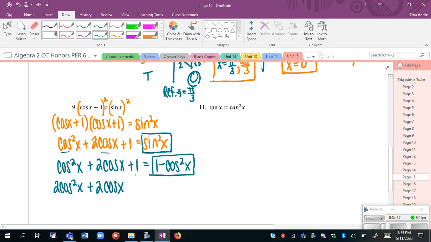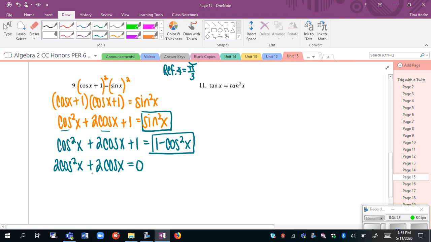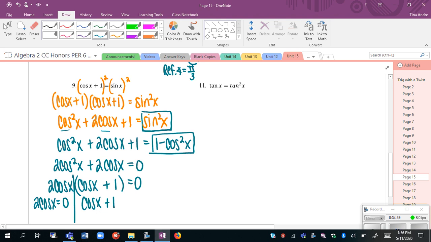Subtract the 1, so now I just have equals 0. This is nice because for factoring it's a little bit easier because I can just take out a 2 cosine x from both. So take out a 2 cosine x, I get cosine x plus 1 equals 0. Now I can split it, so 2 cosine x equals 0, cosine x plus 1 equals 0.